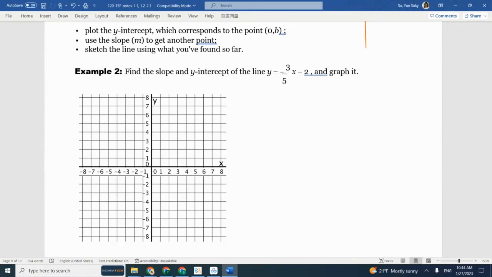What's the y-intercept? What's the y-intercept? And then to find another point. Good. Well done. Okay, so check it.